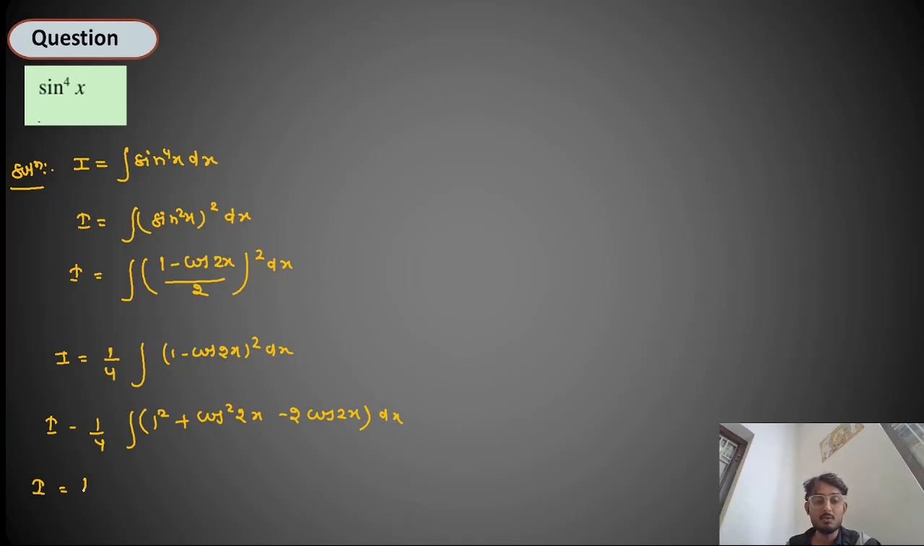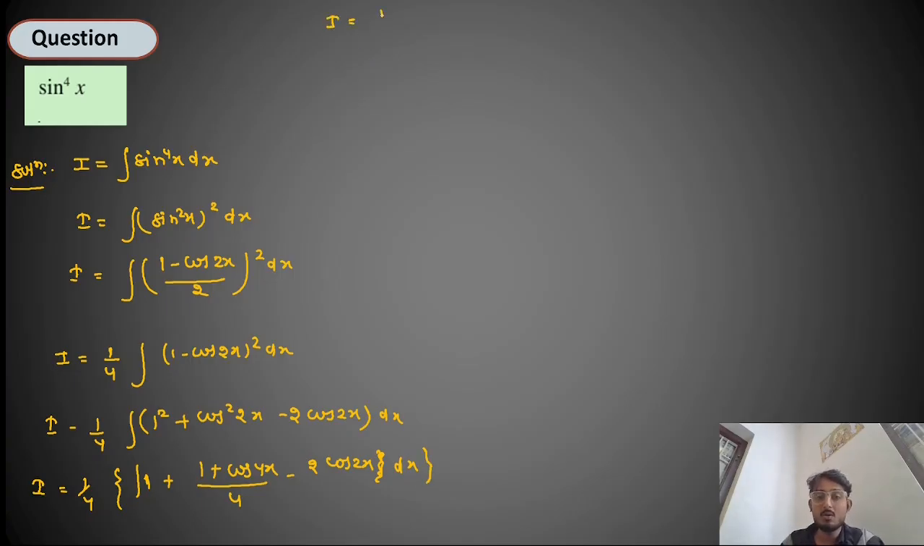I equals 1 by 4, square of 1 equal to 1 plus cos square 2x, you can write as 1 plus cos 4x upon 4. I have already taught you all these formulas of trigonometry. So now here minus 2 cos 2x dx. Now what will you do?